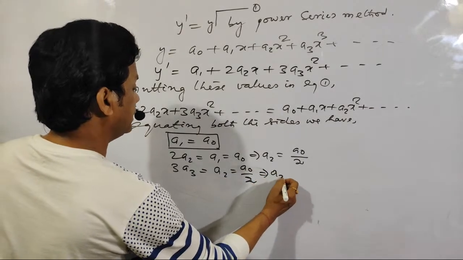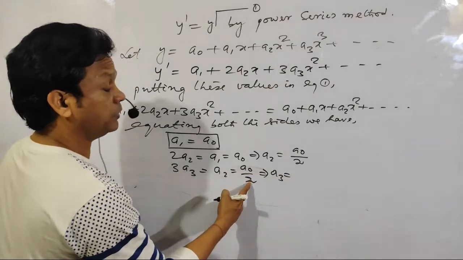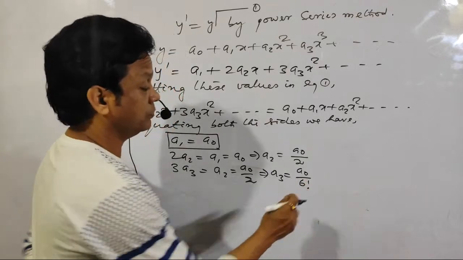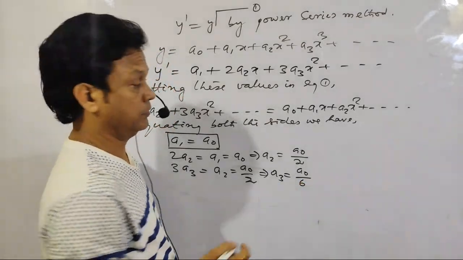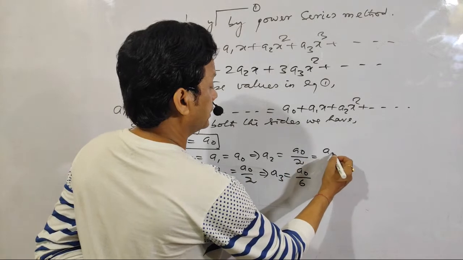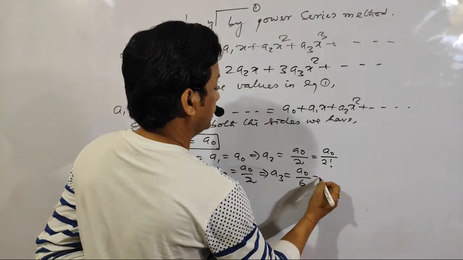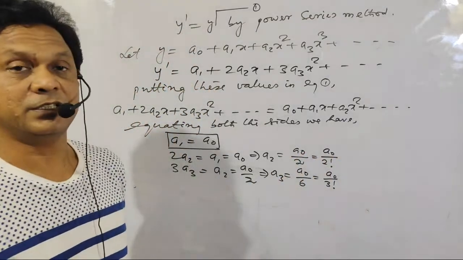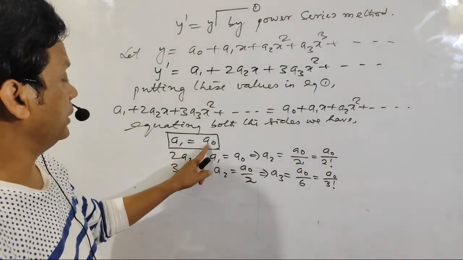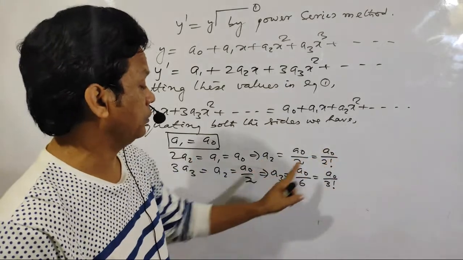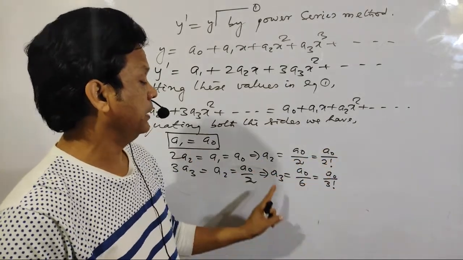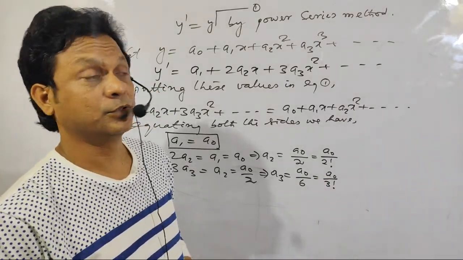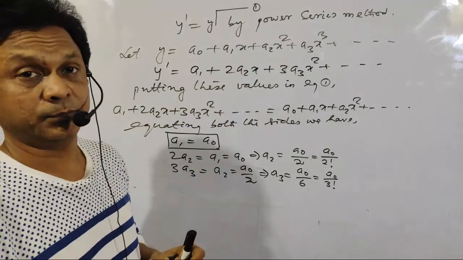Now a3 is equal to, if you divide 3 here, it will become a0 by 6. Now you have to generalize it. I can write this one as a0 by factorial 2 and this one as a0 by factorial 3. Is that clear to you? a1 is equal to a0, a2 is equal to a0 by factorial 2, a3 is equal to a0 by factorial 3, and similarly a4 will be a0 by factorial 4 and so on. So now we can write the solution.